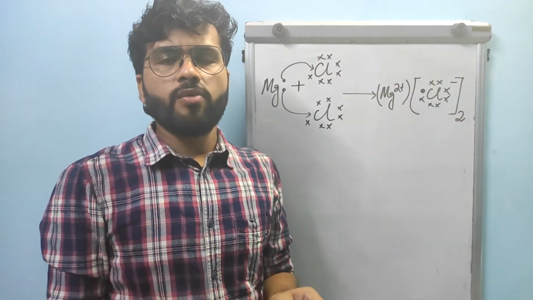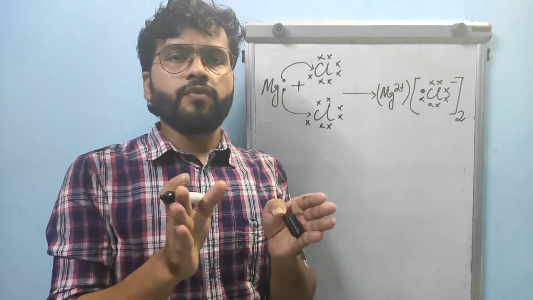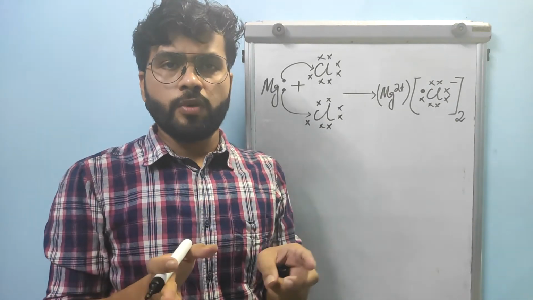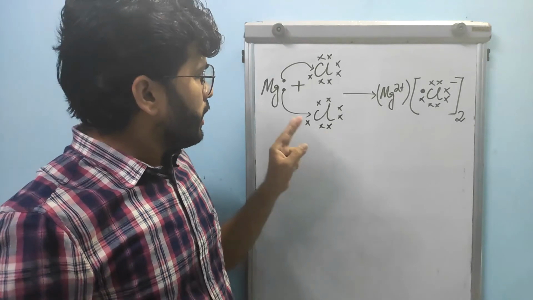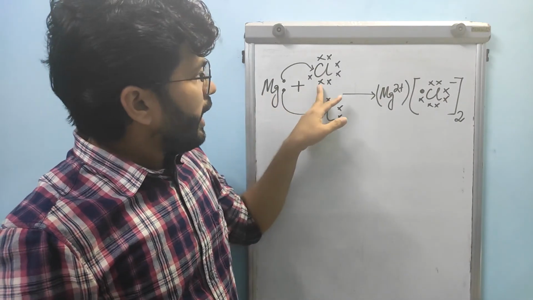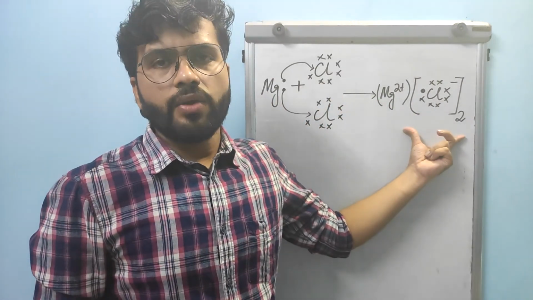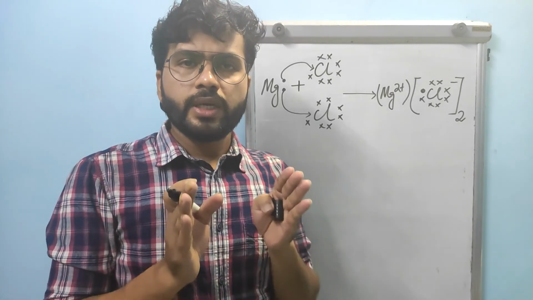So this is how you can show the formation of an ionic compound through transfer of electron, and this is what we call the reaction between metals and non-metals, and they form an ionic compound. I hope it is clear to all of you.